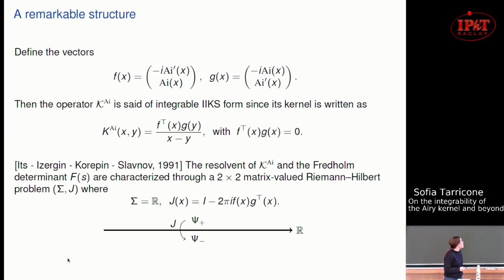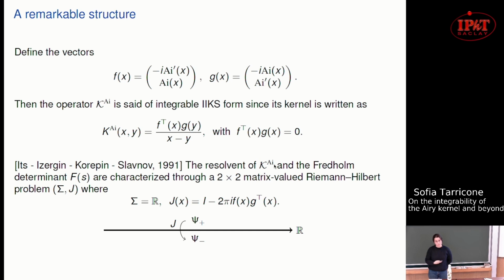But before citing some of these models, I just want to underline a remarkable structure that the Airy kernel has. It's just an algebraic structure: if you define these two-dimensional vectors f and g in terms of the Airy function, you can see that your kernel K Airy(x, y) can be written in this form, where the denominator is well defined in the sense that on the diagonal the numerator is zero, so you can define this object also along the diagonal. And when you have such a kernel, it is called a kernel of integrable IIKS structure.